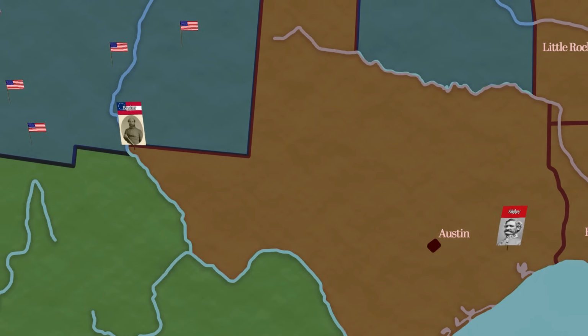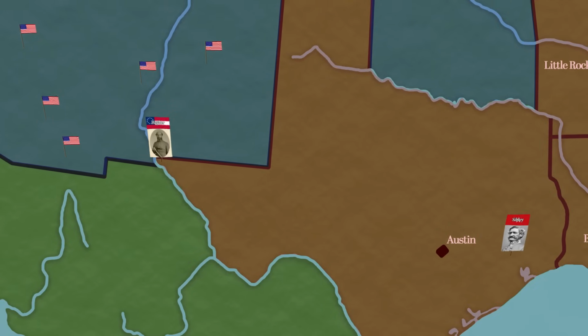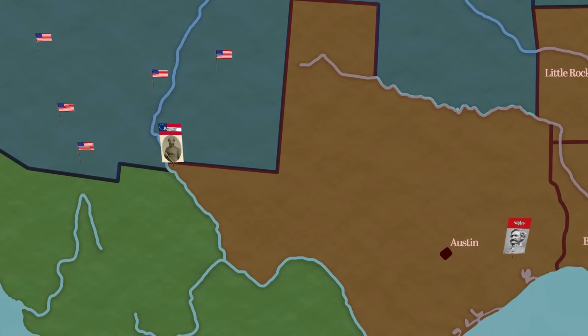Sibley argued that New Mexico was lightly defended and disorganized, and he believed that a Confederate force could subsist on supplies captured from Union-held forts and supply depots in the territory. In essence, he proposed to wage a campaign on the cheap.